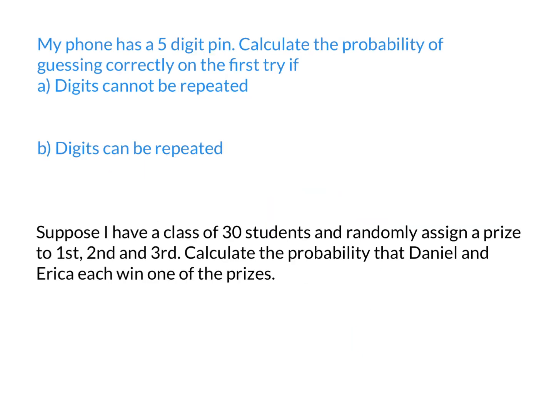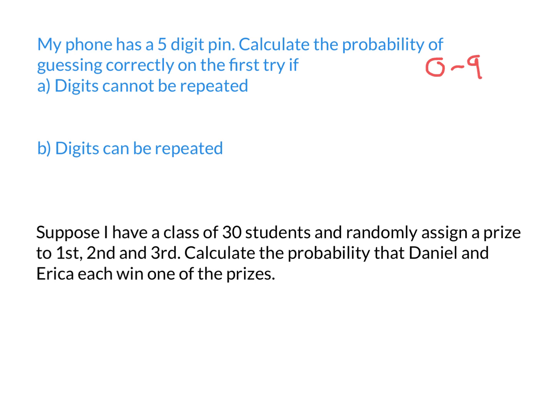So my phone has a 5-digit PIN. Calculate the probability of guessing correctly on the first try if A, digits cannot be repeated. So what we have here is a collection of 10 objects. Those objects are the digits from 0 to 9 inclusive, and we need to pick 5 of them.